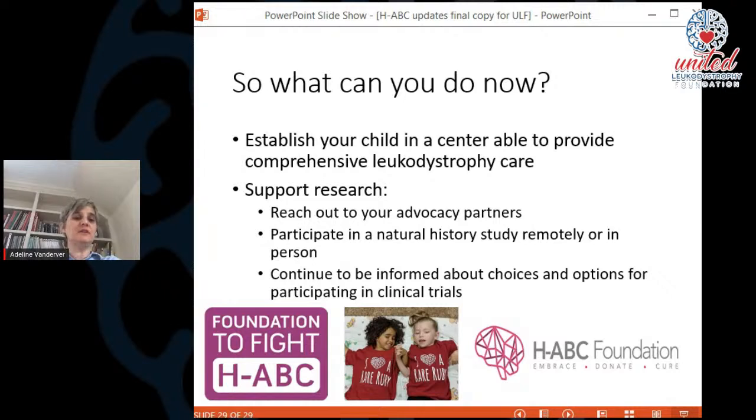So different things that you can do is you can reach out to support your advocacy partners who are doing a lot of the heavy lifting, trying to move the field along. You can also participate in a natural history study, and I want to emphasize that doesn't have to be in person. You don't necessarily have to travel. There's a lot that can be learned just by sharing medical records, right? And then you also want to continue to find ways to be informed through your local medical teams about healthcare choices and options for participating in clinical trials as they become available. Next slide.